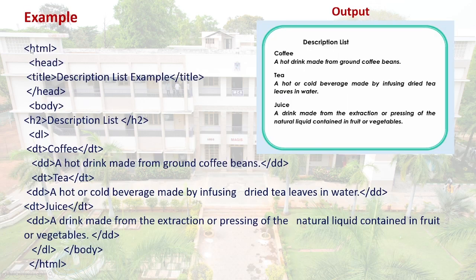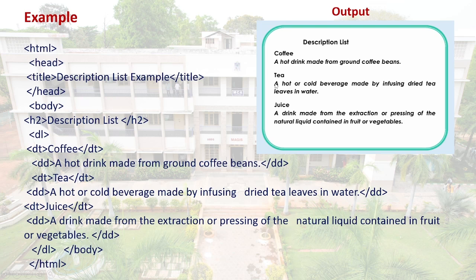Just copy this file, or otherwise you can type it using a Notepad file. You can easily implement this description list. So this is the output for this program. See here the description list. This is the heading of the description list, and coffee is a data term, and the description for this is a hot drink made from ground coffee beans.